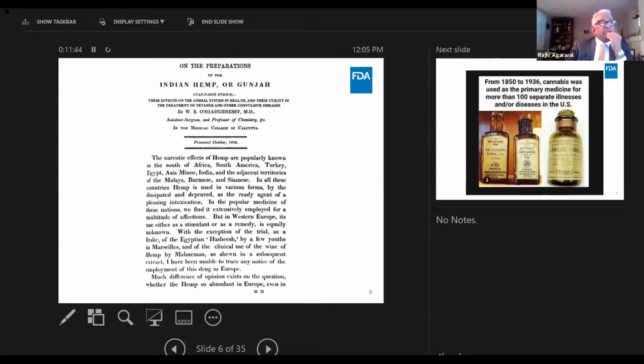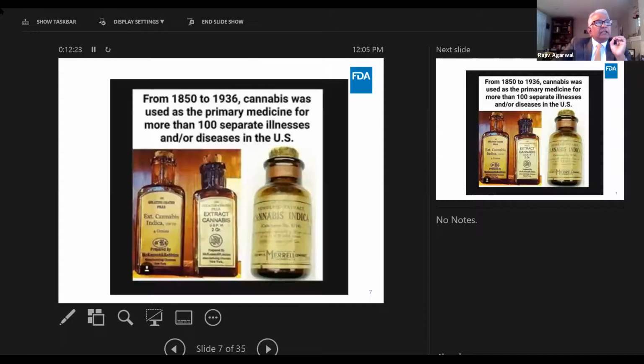Dr. O'Shaughnessy published a paper in 1839 when he was a surgeon in British India and was also a professor of chemistry in the Medical College of Calcutta. Medical College of Calcutta was the first medical college in British India. He did some research and found that it had been used in Asia Minor, but there was no documented use of cannabis in Western medicine. And he used this product for the treatment of tetanus and other convulsive diseases.